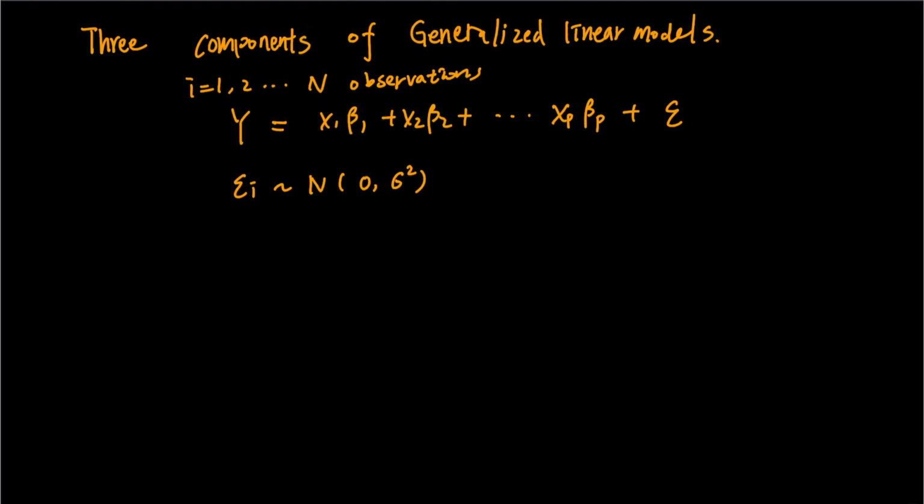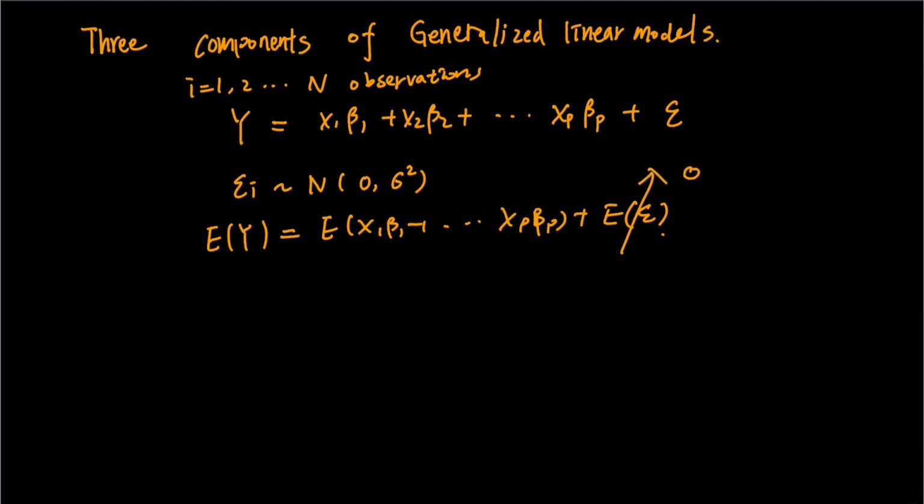And because of the normal distribution of the error, we can naturally get that the expectation of y is equal to the expectation of the x times beta part plus the expectation of the epsilon. And as we said, because epsilon follows a normal distribution with mean zero and variance sigma square, this part is naturally zero.